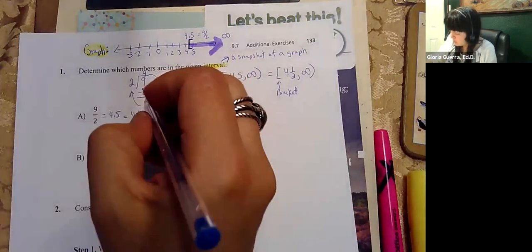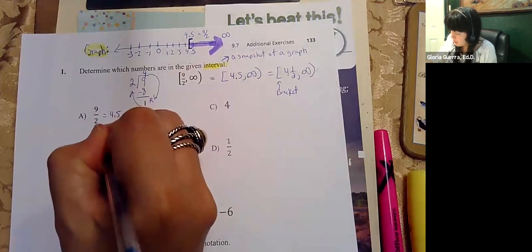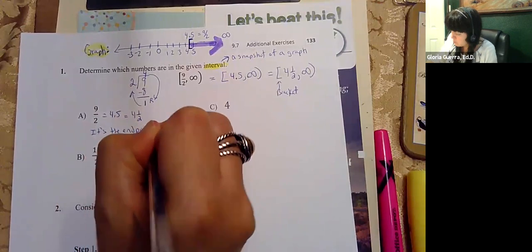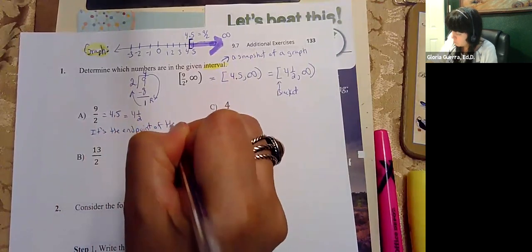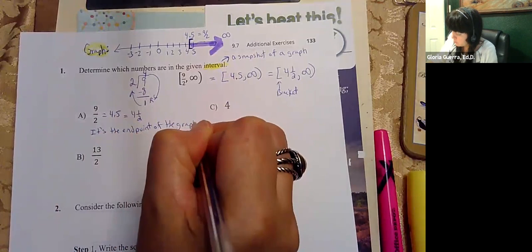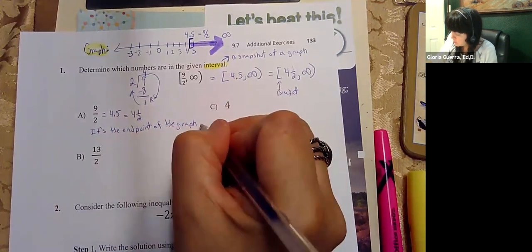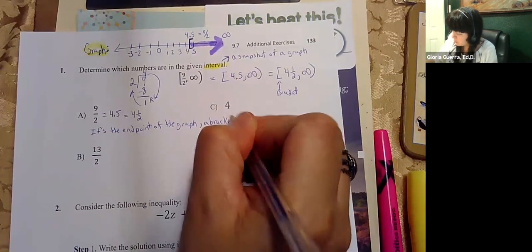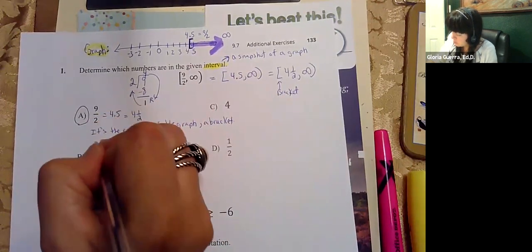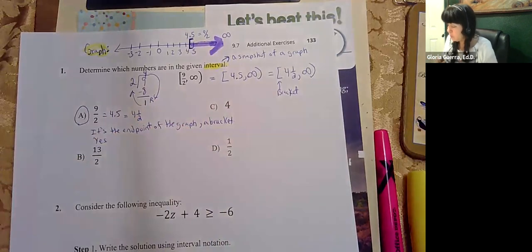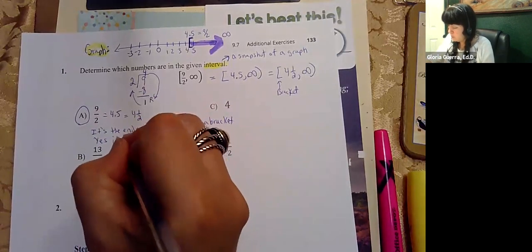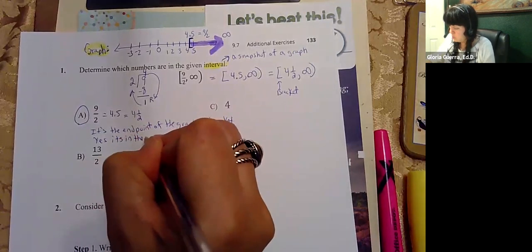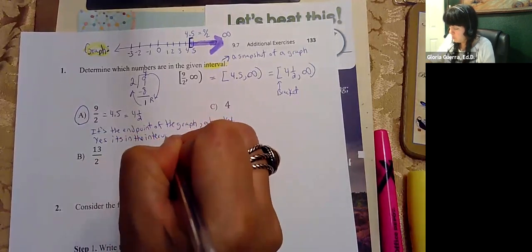So it's the end point of the graph, and it's a bracket. So I would say yes. Determine which numbers are in the given interval. Yes, it's in the interval.